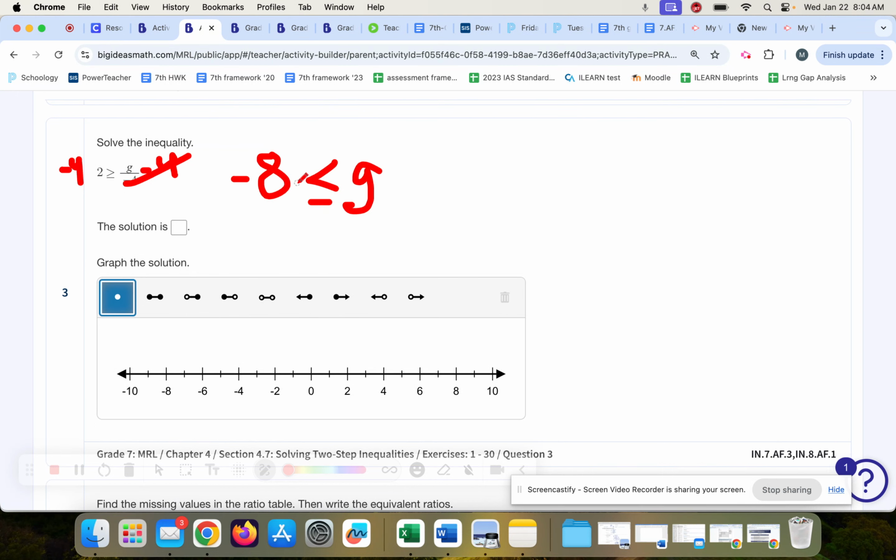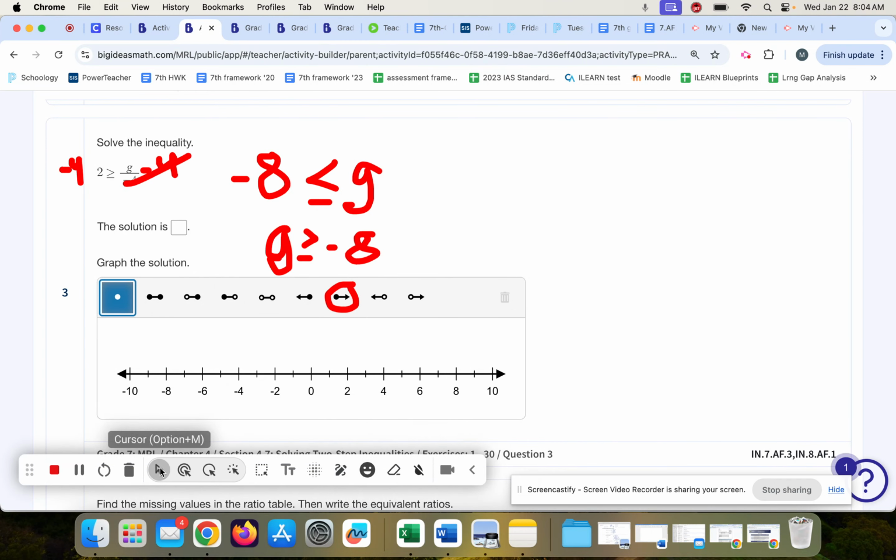Then you can graph it like that if you read it backwards. G is greater than or equal to negative 8. But normally you just want to flip it around. If you flip it, you also flip it the other way. G is greater than or equal to negative 8. Okay, so closed circle pointing to the right at negative 8, right here. That guy.